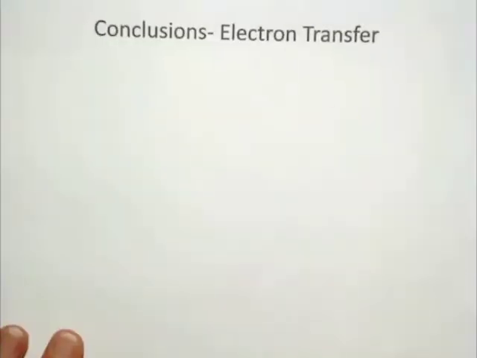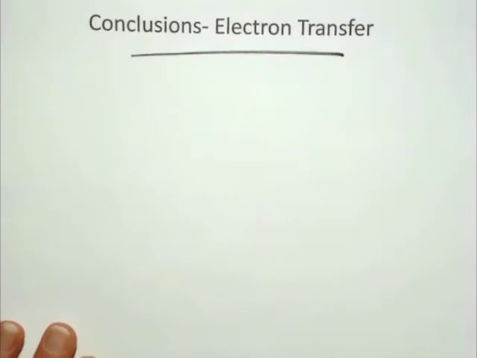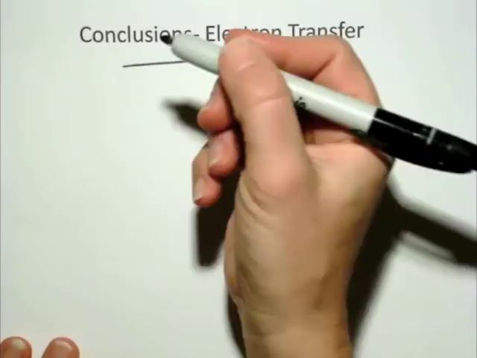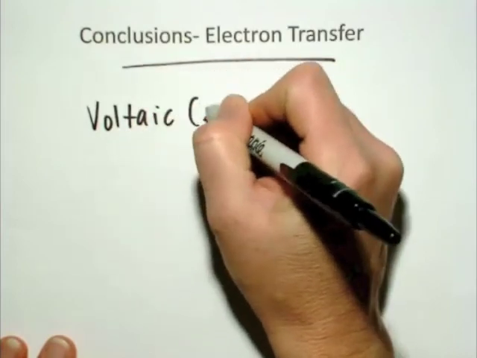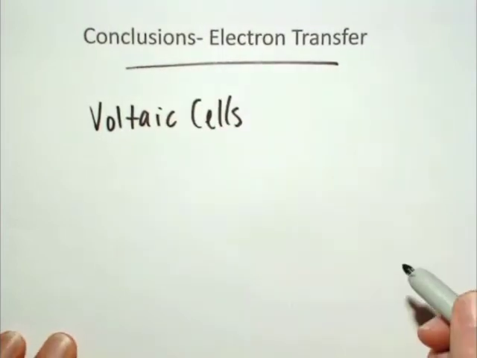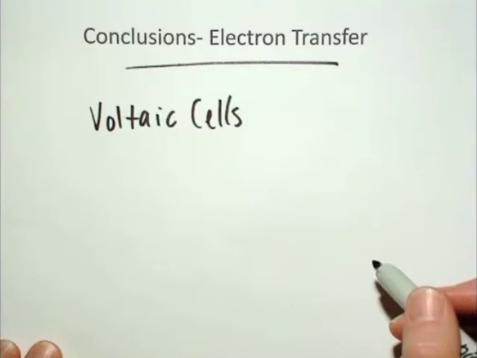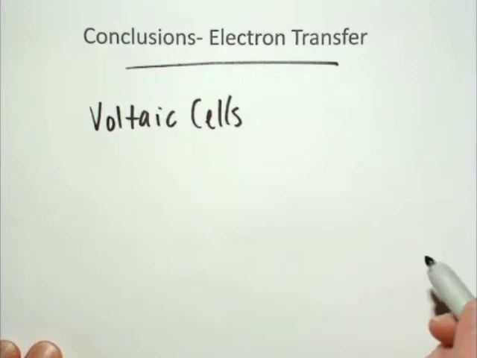So I just want to wrap this story up about electron transfer that we've been talking about for the last 3 weeks. Basically, what we've looked at are voltaic cells. Voltaic cells are the type of electrochemical cell in which you can generate electricity.